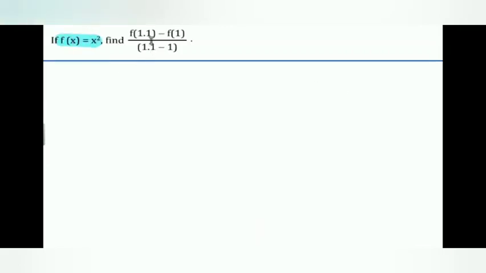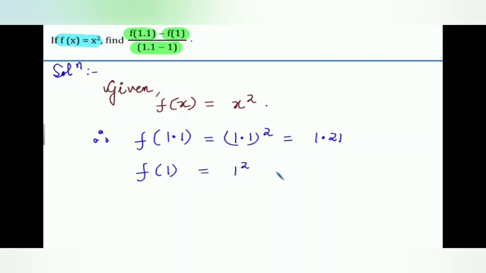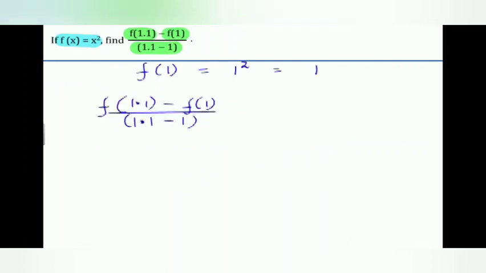If f of x is equal to x square, find f of 1.1 minus f of 1 divided by 1.1 minus 1. Here f of x is equal to x square is given. So first of all you have to find f of 1.1 and f of 1. So f of 1.1 is equal to 1.1 square; put 1.1 in place of x. So 1.1 square is equal to 1.21. Now f of 1, put 1 in place of x. So 1 square is equal to 1.